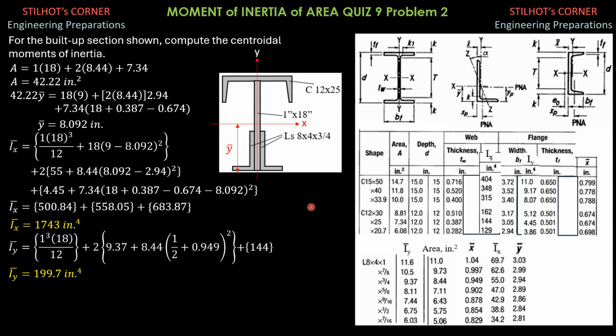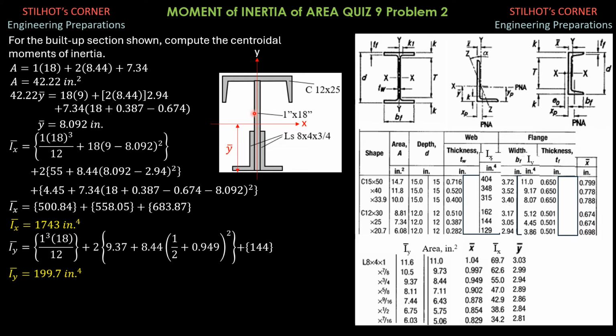So compute the centroidal moments of inertia, that is the moment of inertia with respect to the centroidal x-axis, and the moment of inertia with respect to the centroidal y-axis of this built-up section. For bar x, it's on the axis of symmetry, which is the y-axis. Let's locate the centroidal x-axis, and we will call the distance from the bottom bar y.